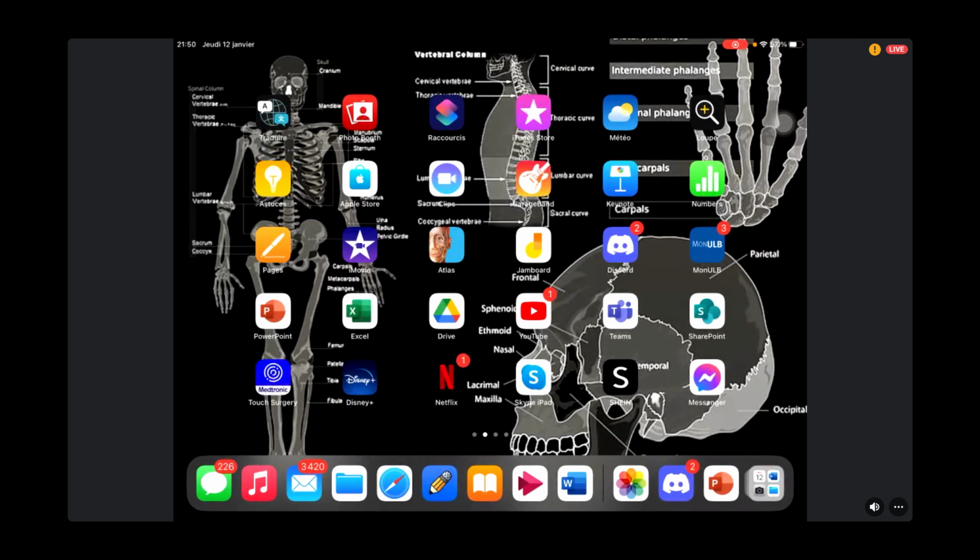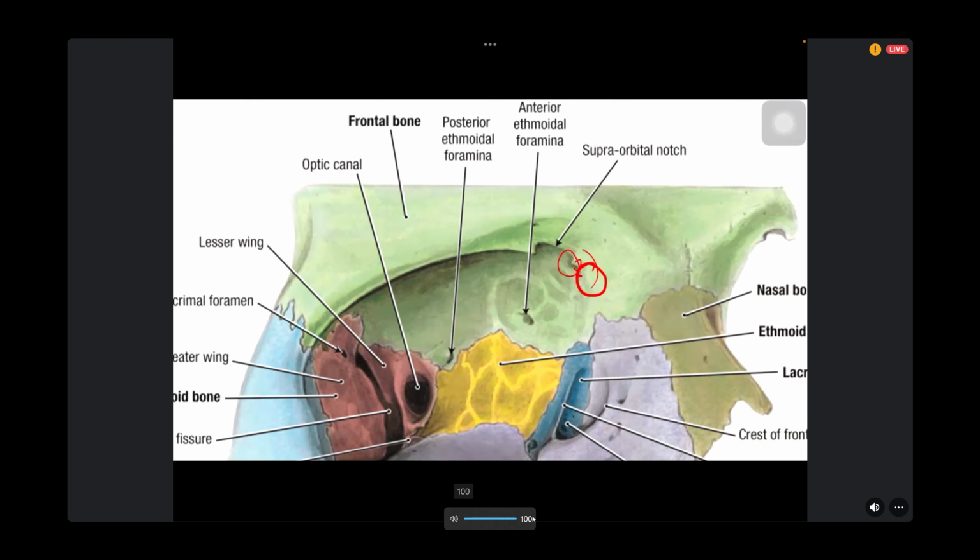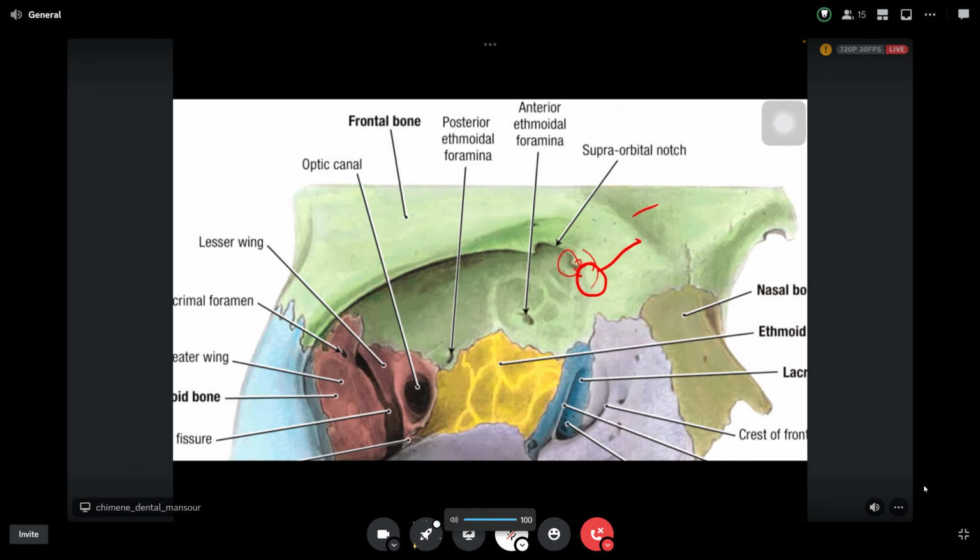Okay. Basically, perfect. I can write in here. Basically, this is the trochlear notch. It is not in this picture. I'm sorry, guys. Trochlear notch.